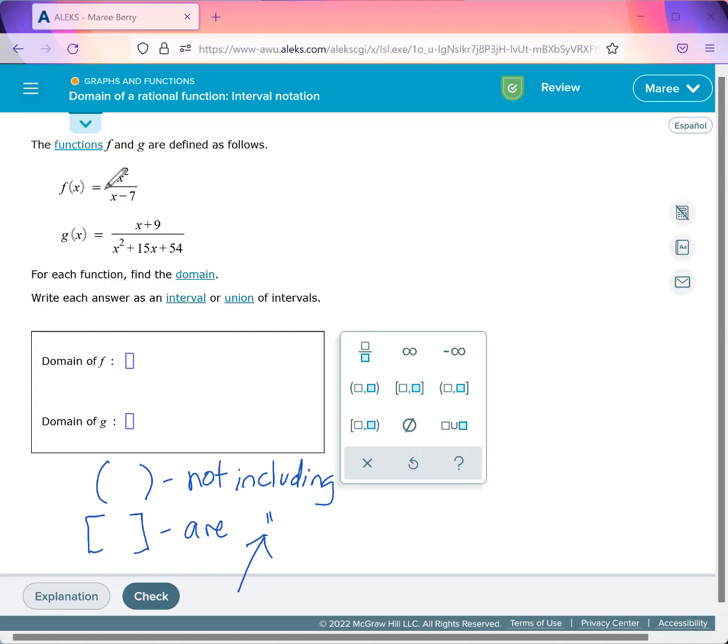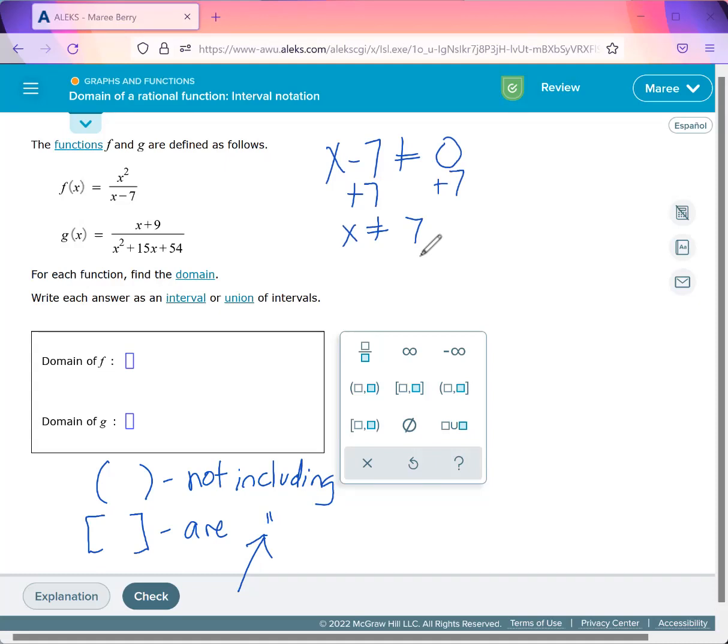So in this case, for f of x, we take our denominator, and it cannot equal 0. Any fraction that has 0 as a denominator will be undefined. So we solve for x by adding 7 to both sides. So x cannot be equal to 7.